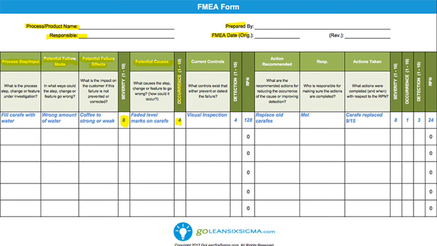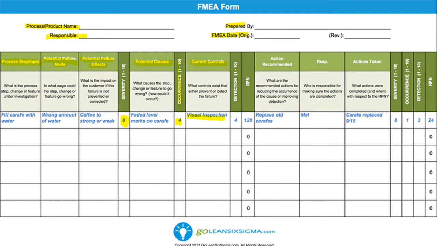And so the next thing we're going to do is look at what are the current controls. So what exists that can prevent or detect this failure? And for this one, we're just saying visual inspection. So just looking to see where the water level's at.